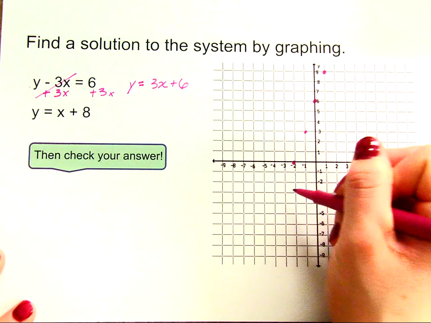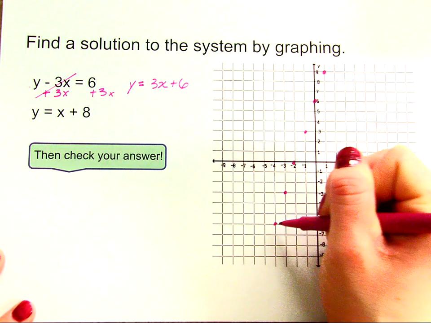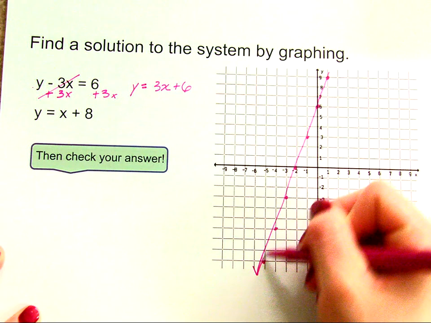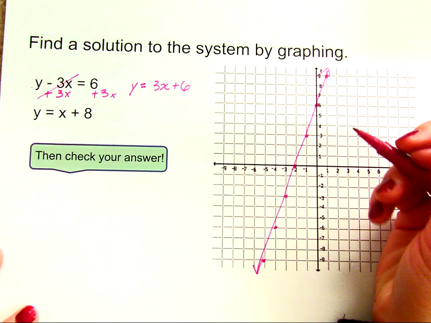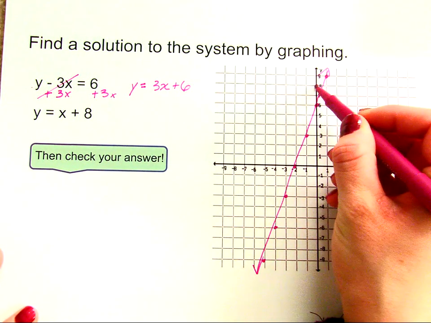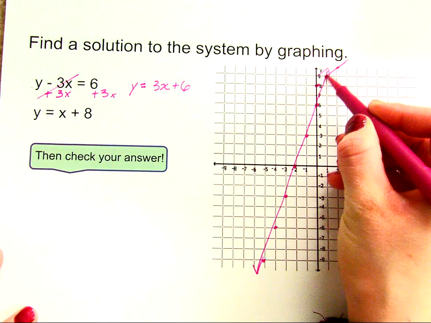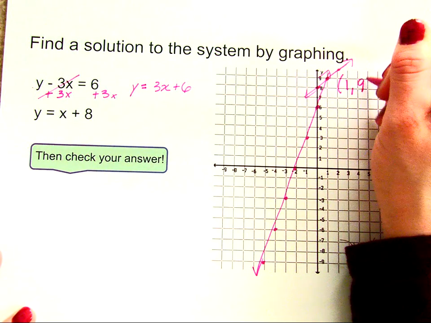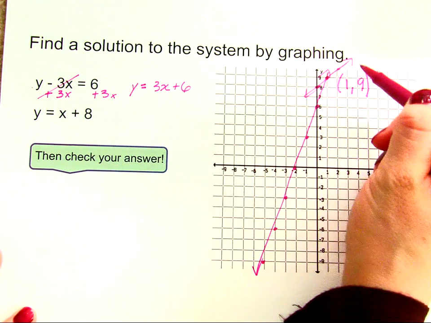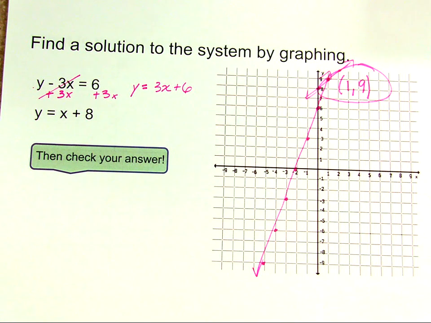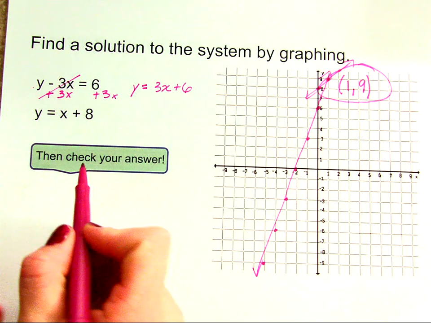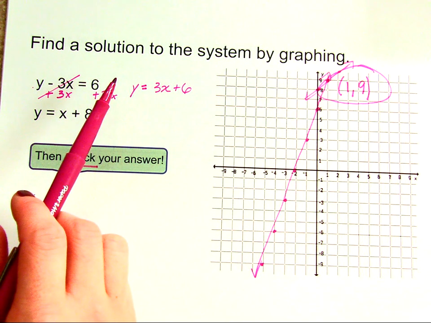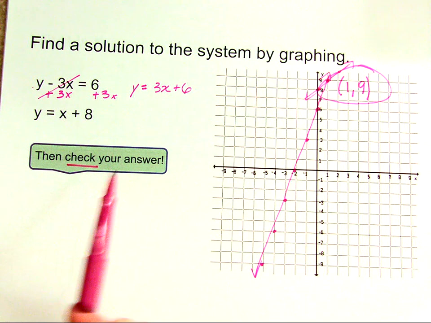Again, really filling up my graph here because I don't know where it's going to intersect. Y-intercept of 8 for the second one, and a slope of 1. It actually intersects way up here, 1, 9. Okay. And because of time, I'm not going to go through checking your answer. Realize if you did not rearrange this and you got a different point of intersection, it probably would not work when you check your answer.